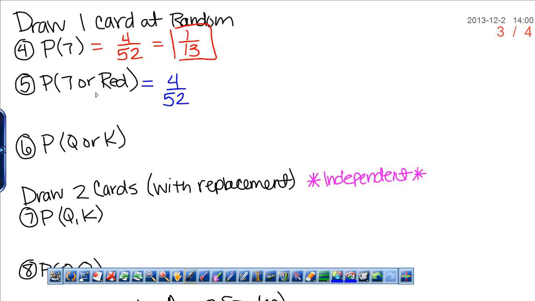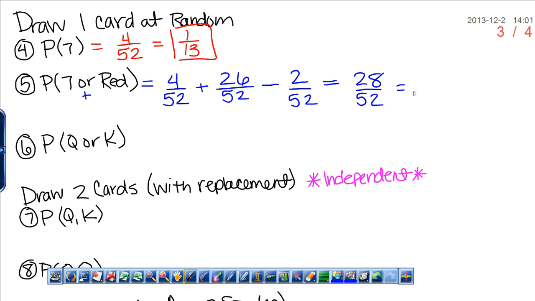Or means we do what? Add. Probability of drawing a red card is 26 out of 52. But what you have to do then is subtract out any cards that you counted twice. So how many cards were present in each of these numbers? 2. The 2 red 7s. So then you have to subtract out those 2 cards because you can't count them twice. So 4 plus 26 is 30 minus 2 is 28 out of 52, which reduces to what?